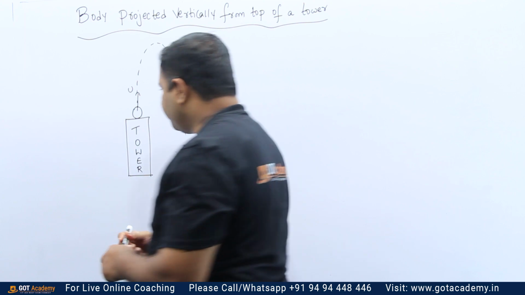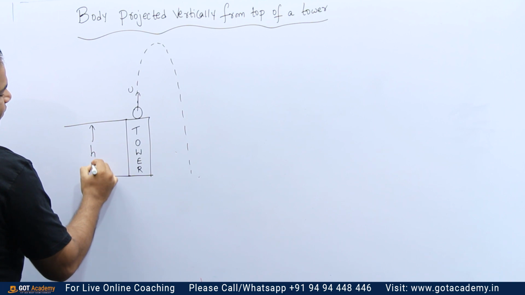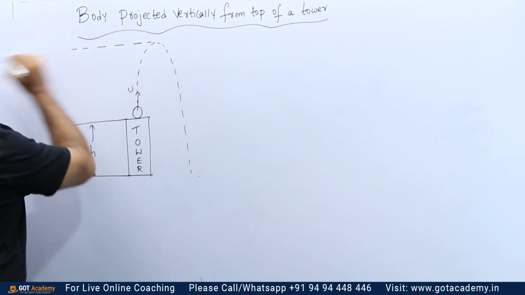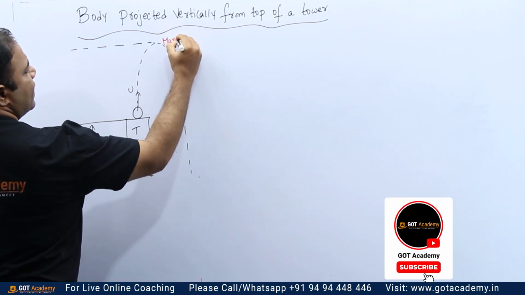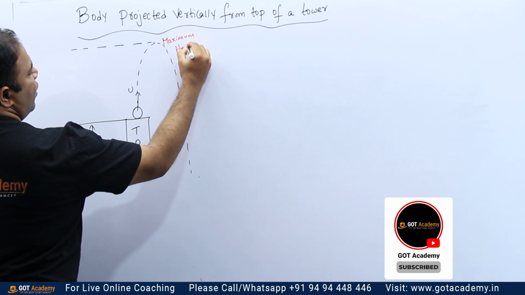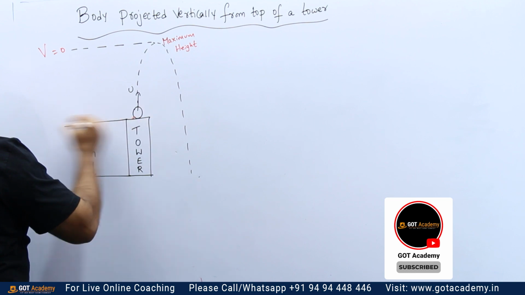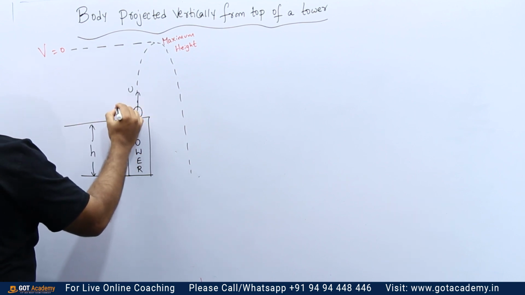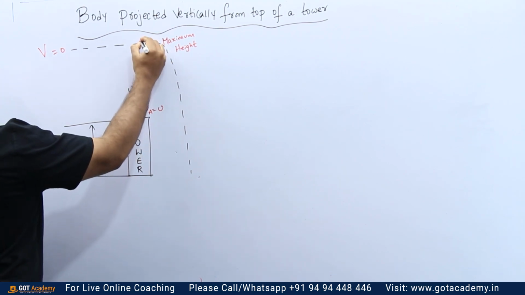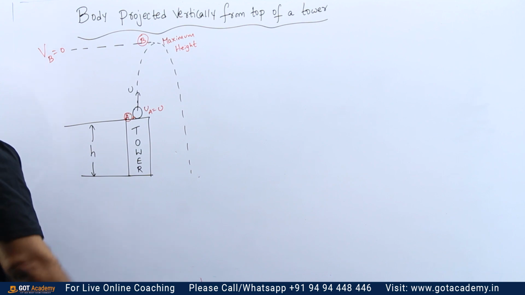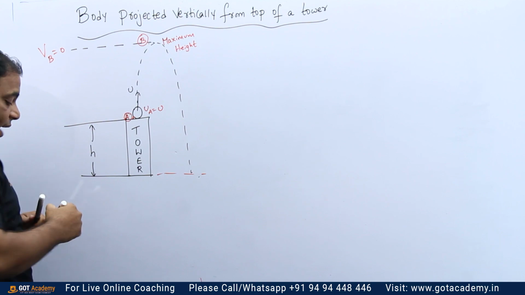Now let us derive this. Let the height of the tower be h, and this point is the maximum height. You will know that at maximum height the velocity is equal to 0. From here you are throwing, so let me name this point as A. The velocity at this point is u. It reaches the maximum height, let this point be B, where the velocity is 0. Thereafter it comes down and falls onto the ground.